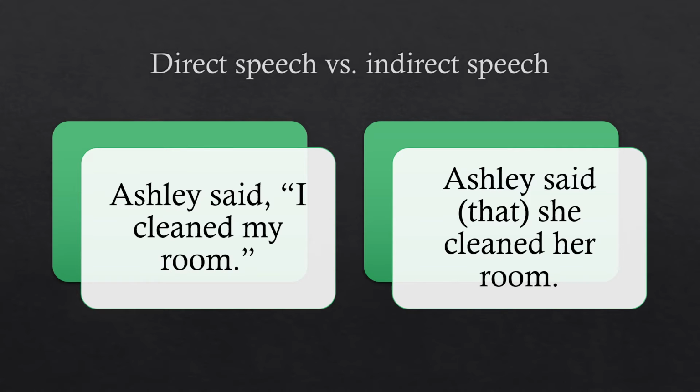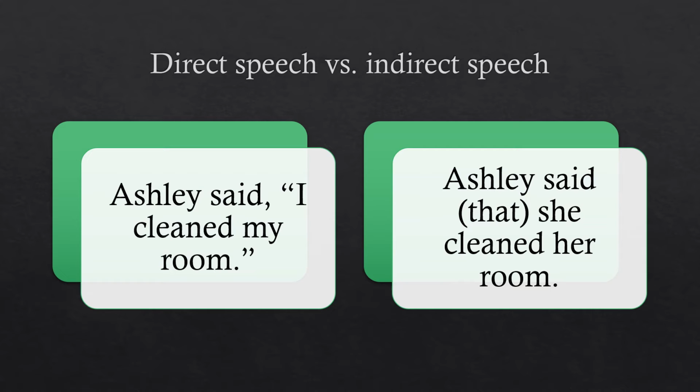Now that we have learned how to form present, perfect, and future active infinitives, let's learn about the most important and common use of the infinitive, indirect statement. Before we do that, however, let's make sure that we know the difference between direct and indirect speech. Take the first sentence. Ashley said, "I cleaned my room." This is an example of direct speech. It uses quotation marks and reports the exact words that were spoken.